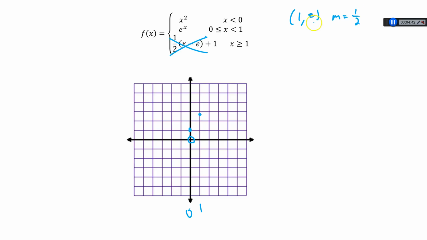So what I should have done is y minus e is equal to 1/2 times x minus 1. And I wanted to solve for y. So y equals 1/2 times x minus 1, plus e. So notice I just mixed up the 1 and the e. So let's just fix that. So 1 there and e there. That's all there is to it.